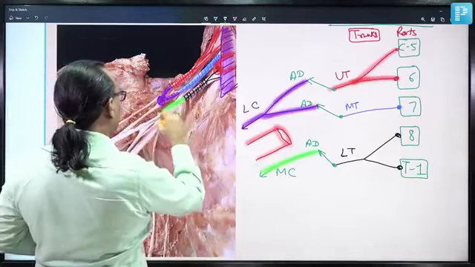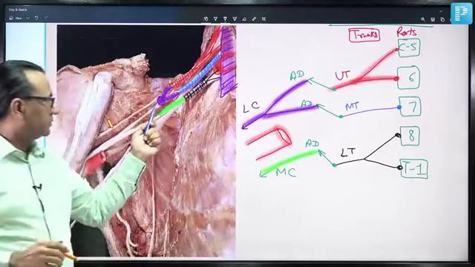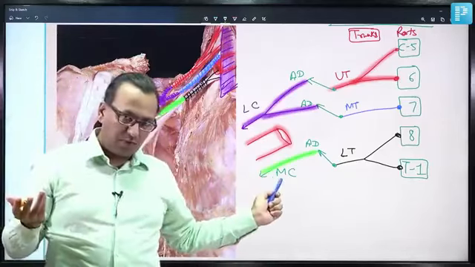Now, if this is the medial cord of the brachial plexus, then where is the posterior cord of the brachial plexus?